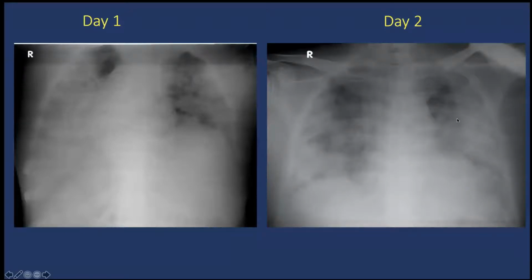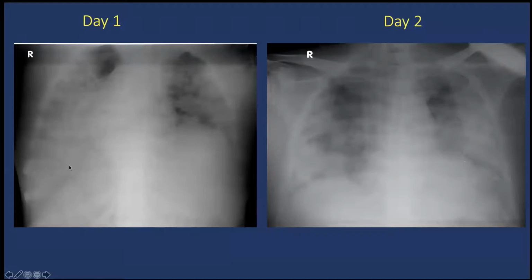If you see on day 2, there is a significant increase on the left side, and now there are bilateral alveolar consolidations, more like an ARDS picture. Unfortunately, this patient succumbed after 48 hours of admission because he had severe respiratory failure. This is another very typical radiographic feature we are seeing when patients present with ARDS. They present with multiple alveolar space consolidations, which can be central or peripheral, and they rapidly deteriorate into respiratory failure and succumb to the illness.